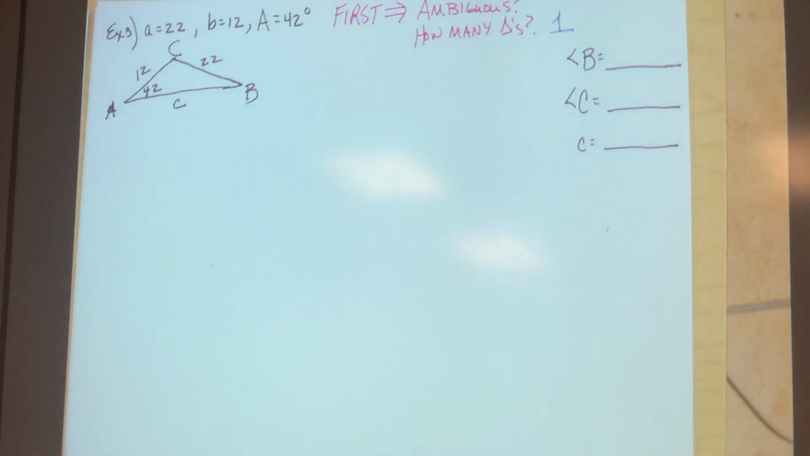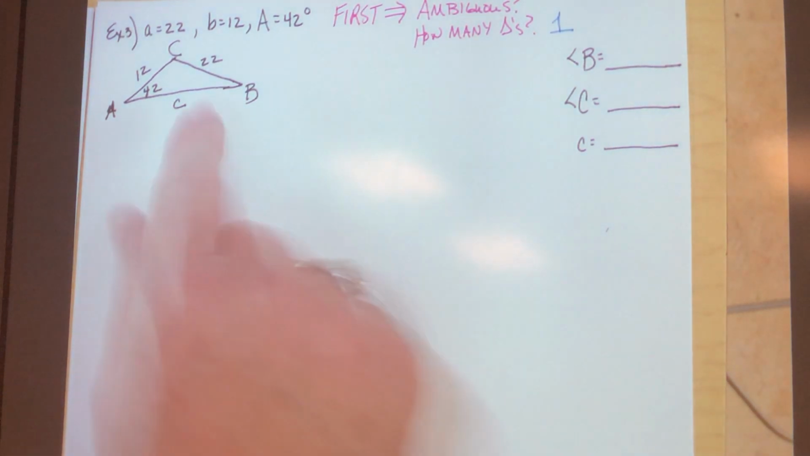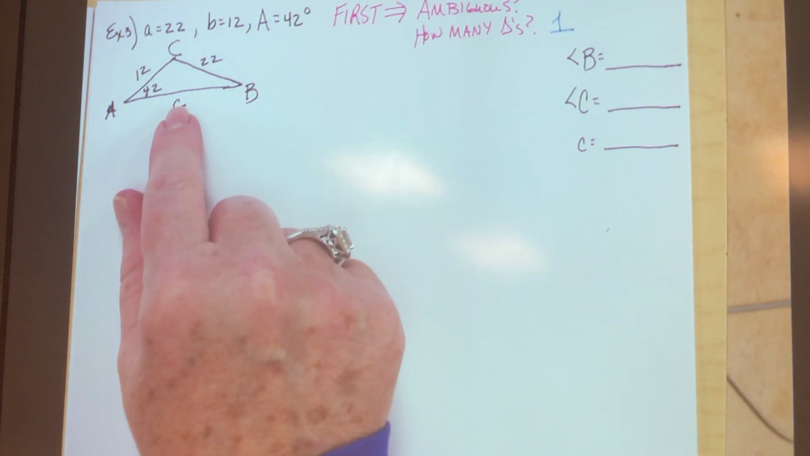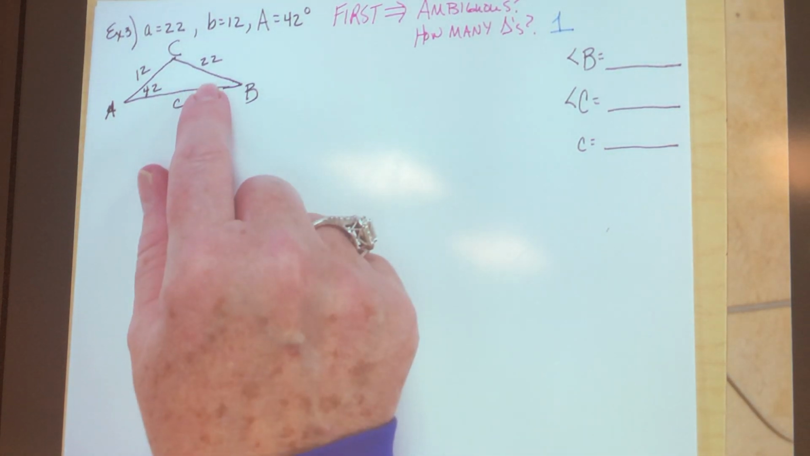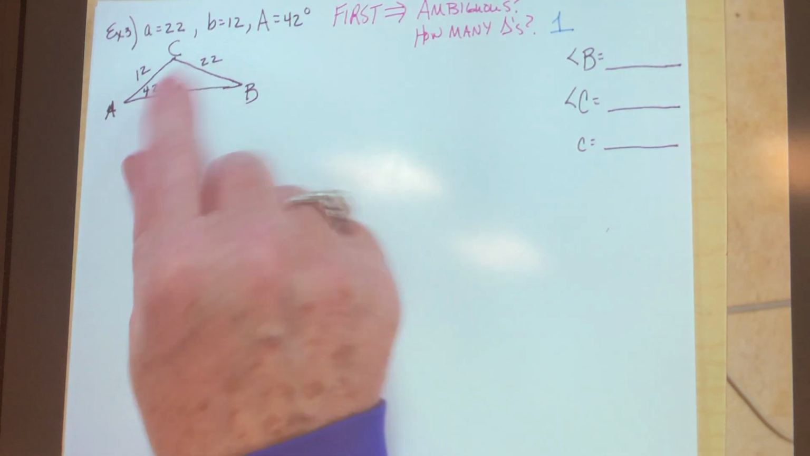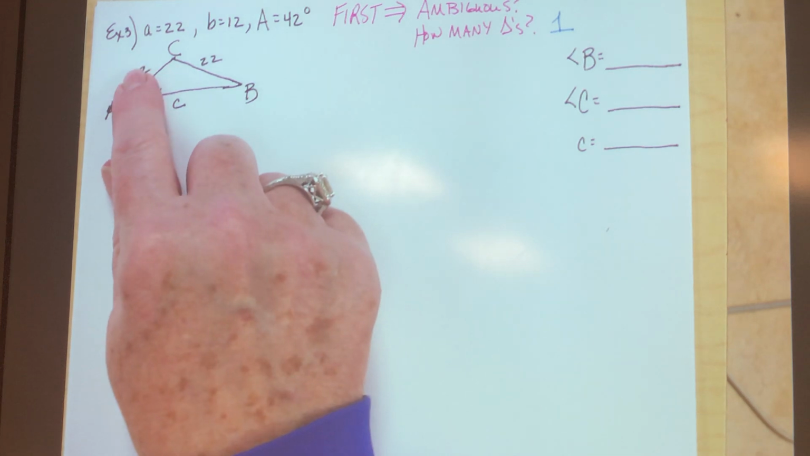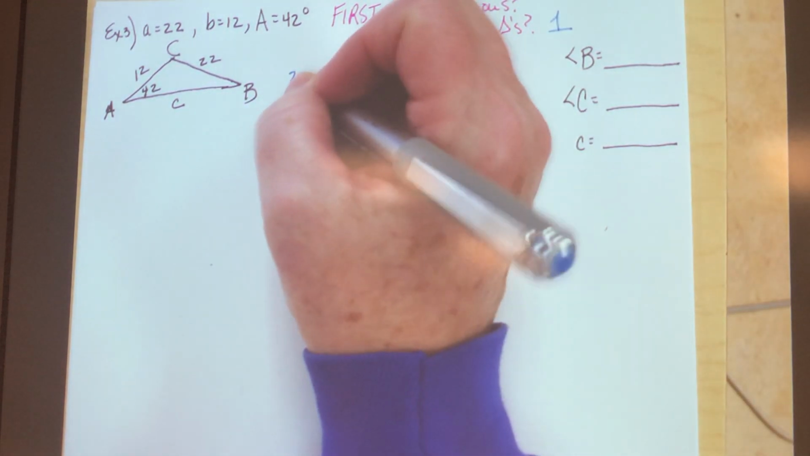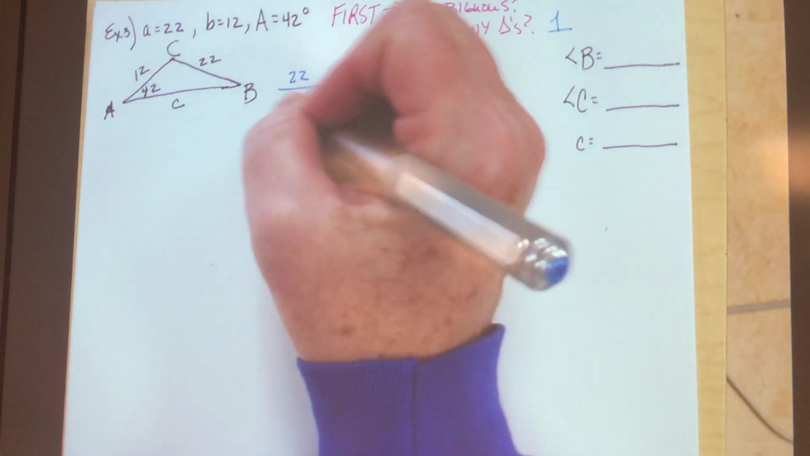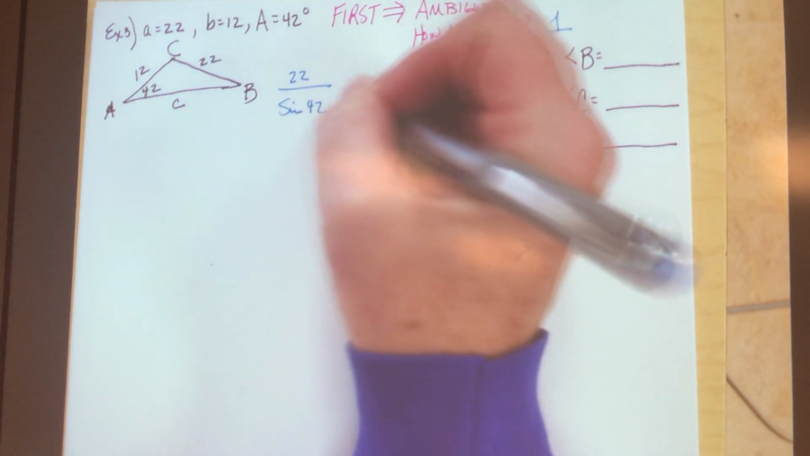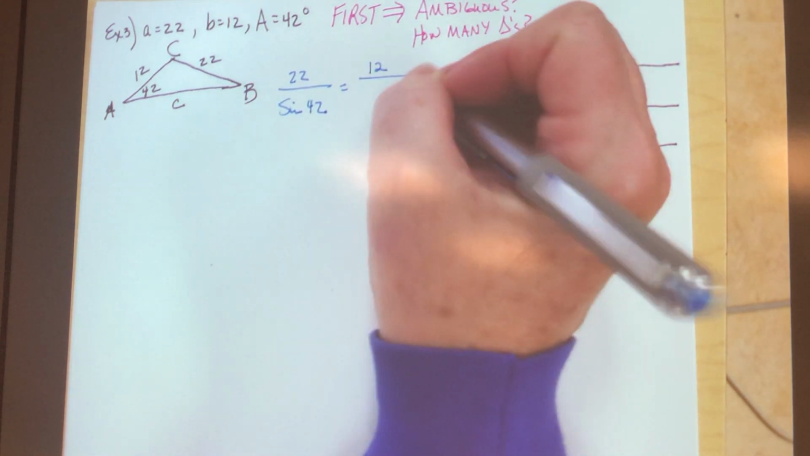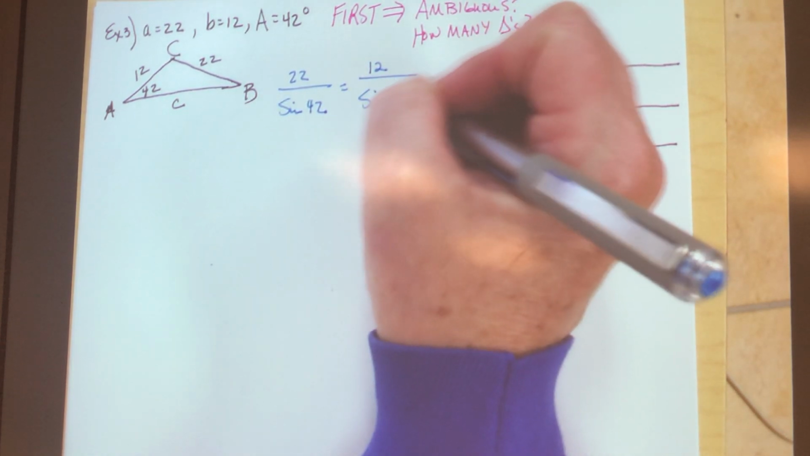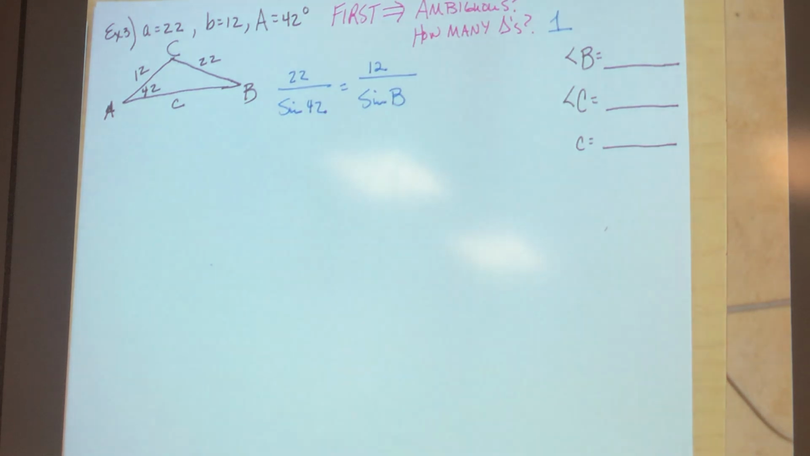Now, what do I have to find first? Big angle B. Y'all, you don't know anything about C, so obviously I can't find anything. I have to find this angle first. So my proportion is: this side is to the sine of this angle as this side is to the sine of this angle. So 22 is to the sine of 42, as 12 is to the sine of B. Do not write X there. Okay?